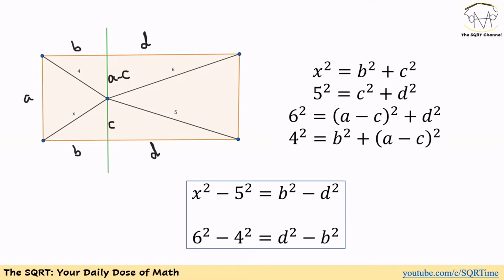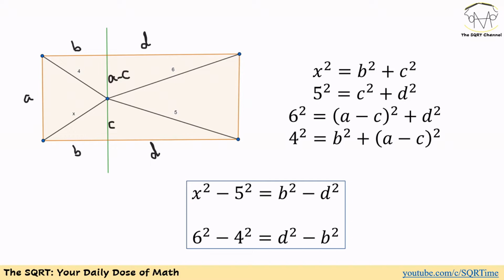First of all, x to the power of 2 is equal to b to the power of 2 plus c squared. On the other hand, we can write 5 to the power of 2 is equal to c to the power of 2 plus d to the power of 2. We can also write 6 to the power of 2 is equal to a minus c squared plus d squared. And finally, we can write 4 squared is equal to b squared plus a minus c squared.